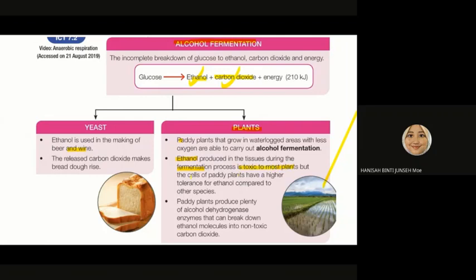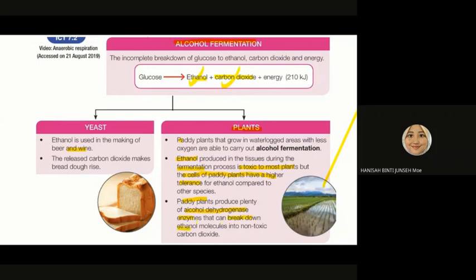Okay, however, the cells of the paddy plants have a higher tolerance. Dia boleh tahan. Sebab apa? Why do paddy plants have a higher tolerance? Because paddy plants have an enzyme. What kind of enzyme? It has an alcohol dehydrogenase enzyme. What does this enzyme do? This enzyme breaks down the ethanol.